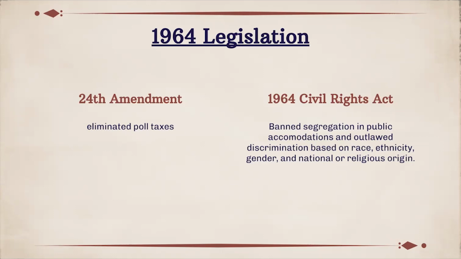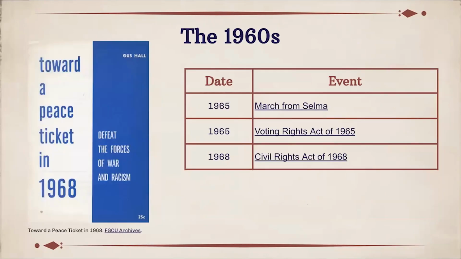It's not just Martin Luther King. It's not just one group of people. It's everybody. And I think that's something I wanted to make sure I stated at some point in this lecture. And so we wrap up the 1960s with the March on Selma, the Voting Rights Act of 1965, and the Civil Rights Act of 1968.